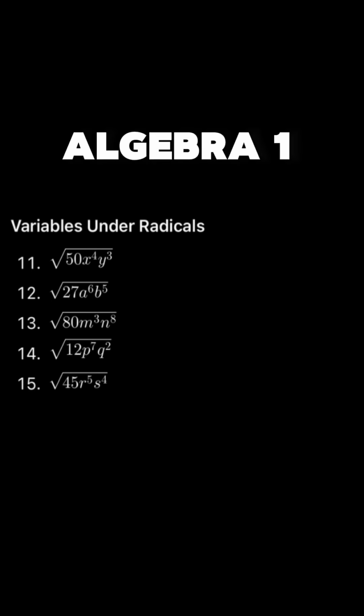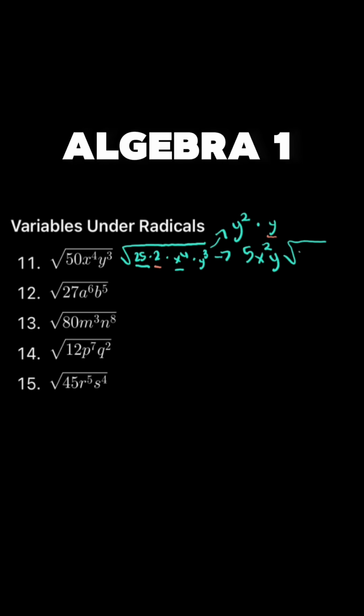Variables under radicals. For this type of thing, you want to separate the numbers inside of the radical through multiplication into things that have square roots and things that don't, right? So 25 as a square root, that's 5, so we would take it out of the radical. X to the fourth as a square root is x squared. And y to the third can be separated into y squared times y, right? So we would take the square root of y squared out, which is y, and keep the extra y inside of the radical. And here we have our answer.